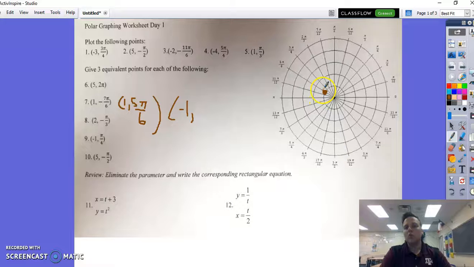Well, think about it. It's 2 lines from being a whole circle, right? So what if you were to do it from positive 1, and you were going to go 2 lines? Where would you land? At 11 pi over 6, right? So that's that same idea. You're really making an 11 pi over 6 angle. So -1, 11 pi divided by 6.